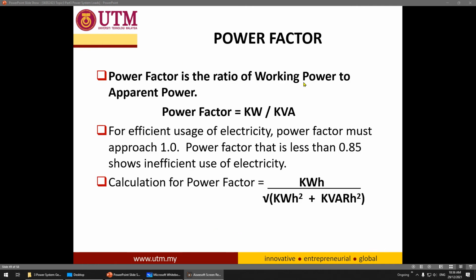So power factor is the ratio of working power to the apparent power. This is another definition you can use. Power factor is kilowatt divided by kVA. For efficient usage of electricity, power factor must approach 1. A power factor less than 0.85 shows inefficient use of electricity. So how to calculate power factor? You can use this formula: P divided by the square root of P squared plus Q squared. So this is another formula you can use.